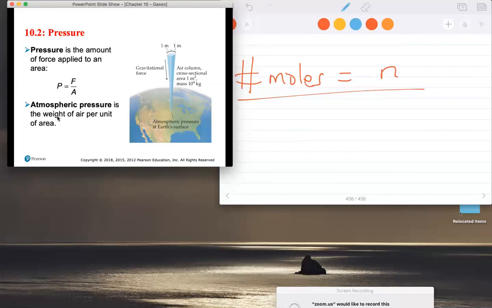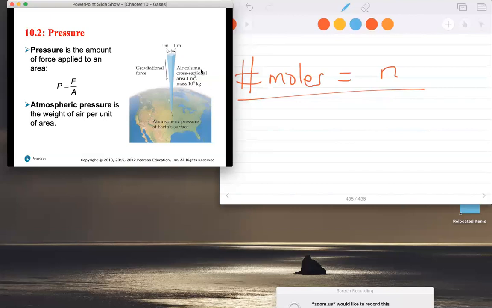Of importance is the atmospheric pressure. It's just the pressure exerted on the surface by a column of gas. When we talk about atmospheric pressure, the gas molecules in the atmosphere exert pressure on any object on the surface. We call that atmospheric pressure.